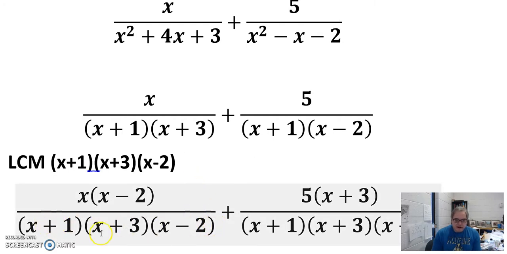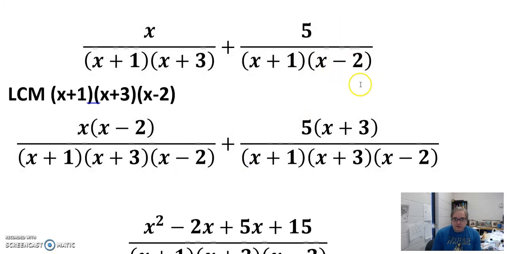In class, I rewrite these fractions with just the denominators and this x. And then I ask you, what do I have to multiply the bottom here by to get this? Well, it's x minus 2. So I have to multiply top and bottom by x minus 2. On the one over here, I have to multiply top and bottom by x plus 3.